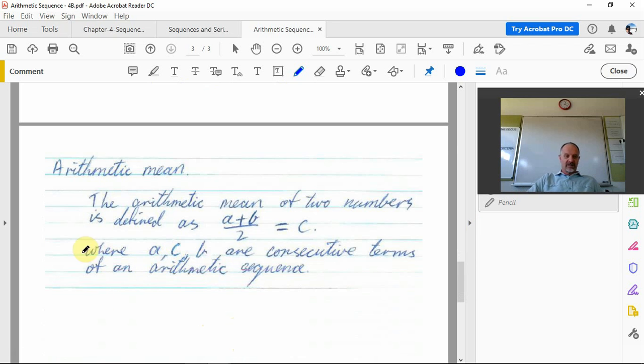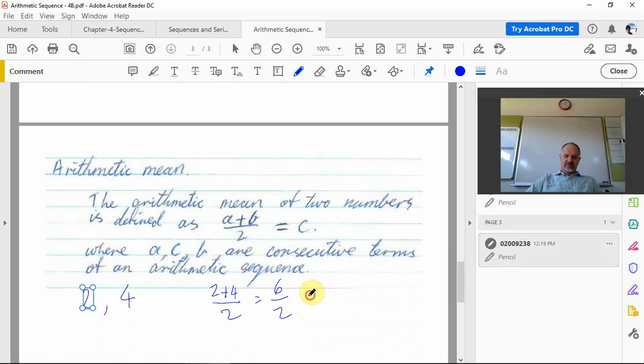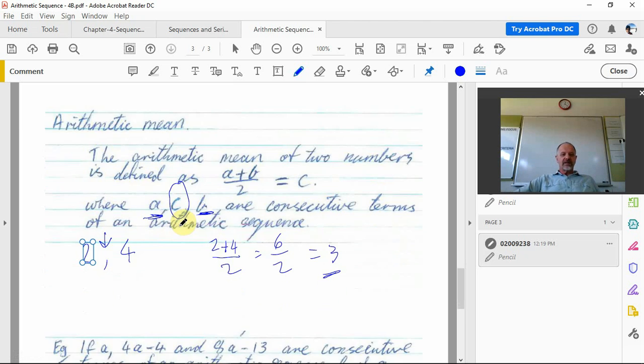if I have the numbers 2 and 4, simple, I want to find out 2 plus 4 over 2, 6 over 2 is 3. And so that number 3 is bang right in the middle, so it's one either side, isn't it? So if you've got a sequence of consecutive numbers, then the middle one would be the arithmetic mean of these other two. All right, so let's have a look at an example.